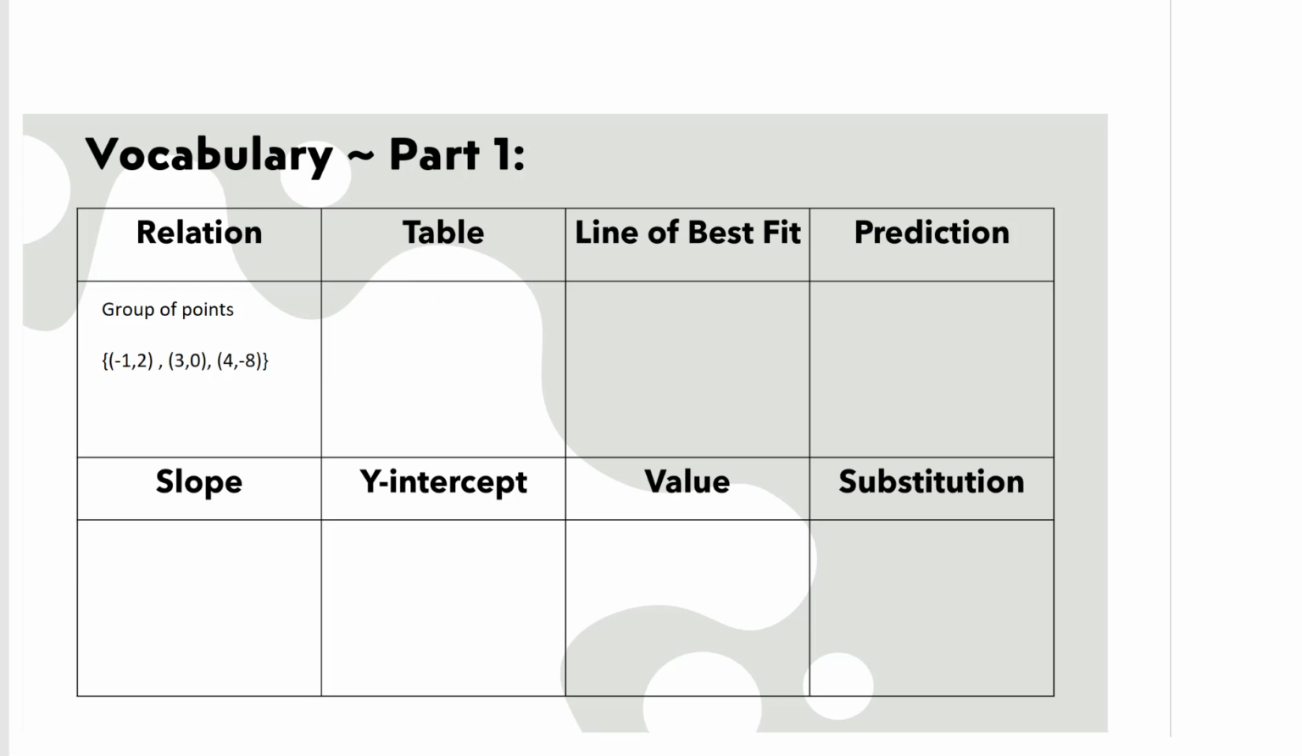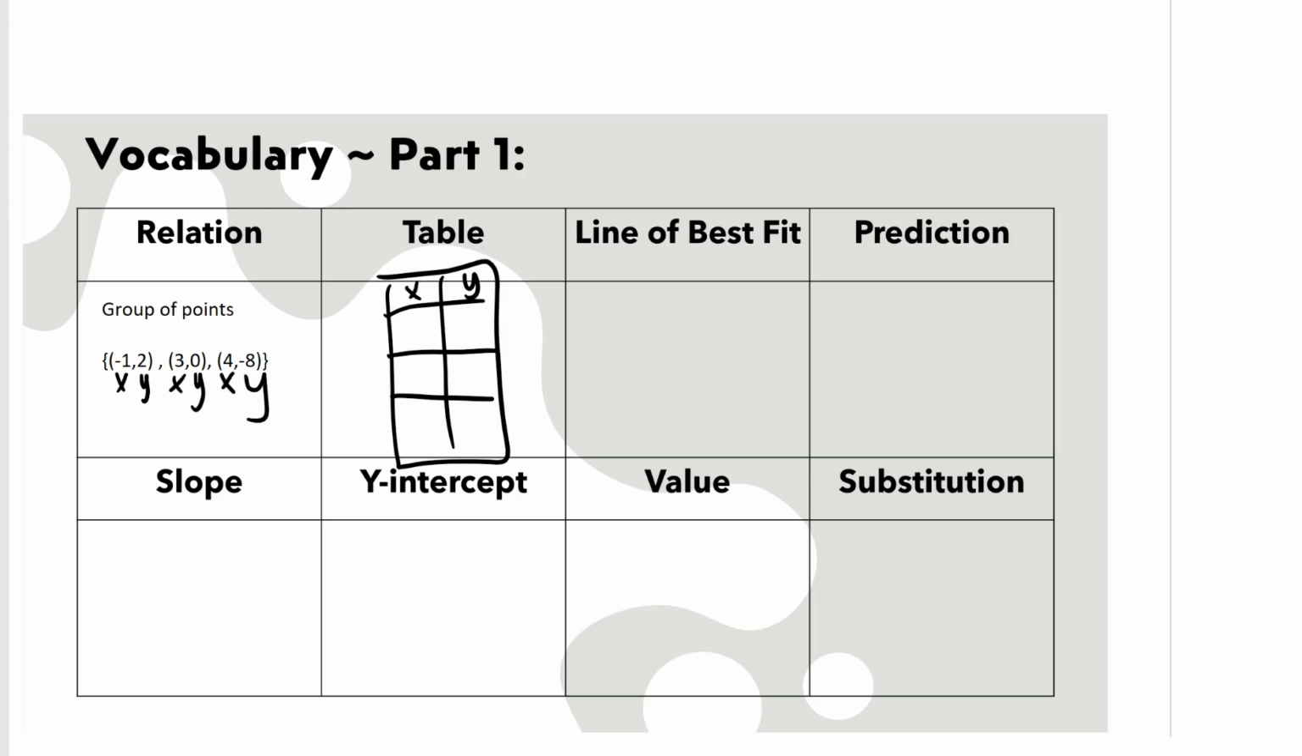A table, you can represent a relation. So first is x, second is y. So in the relation, -1 is x, 2 is y, 3 is x, 0 is y, 4 is x, -8 is y. So you can put the points here. -1 and 2, you can put in the table. 3, 0, and 4, -8.